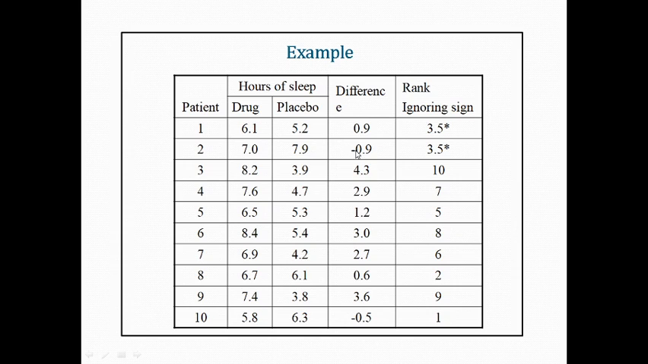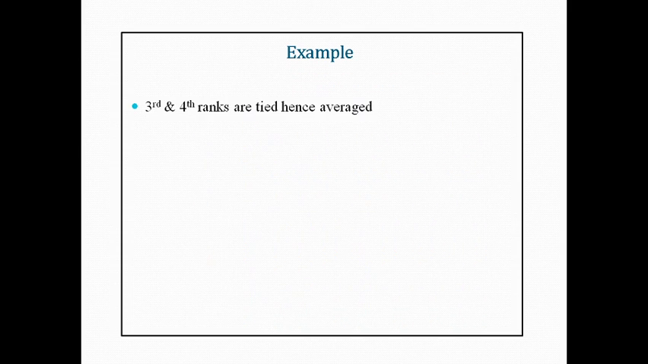You can ignore their sign. Therefore the two 0.9 values take the third and fourth ranks, so 3 plus 4 divided by 2, that is 3.5, is given as their rank. Then the next value greater than 0.9 is 1.5. Since the third and fourth ranks are already used, here the rank is fifth. Then the next larger number is 2.7, with rank 6. Like this you can give the ranking for these differences. So the third and fourth ranks are tied, hence their average.